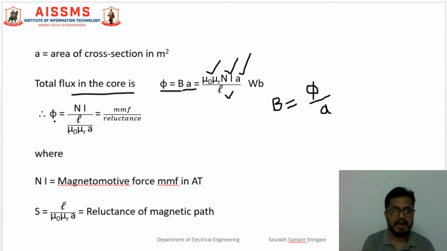If we rearrange this equation, we get phi equal to Ni, that is MMF, divided by L divided by mu 0 mu r into A, that is MMF divided by reluctance, where Ni is magnetomotive force, that is MMF in ampere turns, and S is equal to L divided by mu 0 mu r into A, that is the reluctance of the magnetic path.